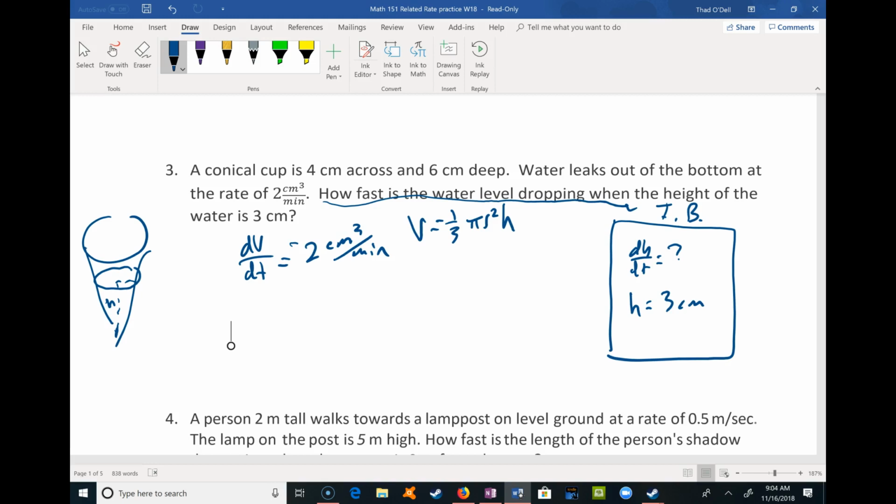Okay. So, how can I fix this to get rid of the R? I'm just going to replace the R with what? V equals 1/3. I'm going to turn that into pi thirds because that's just the number, right? And what do I replace R with?